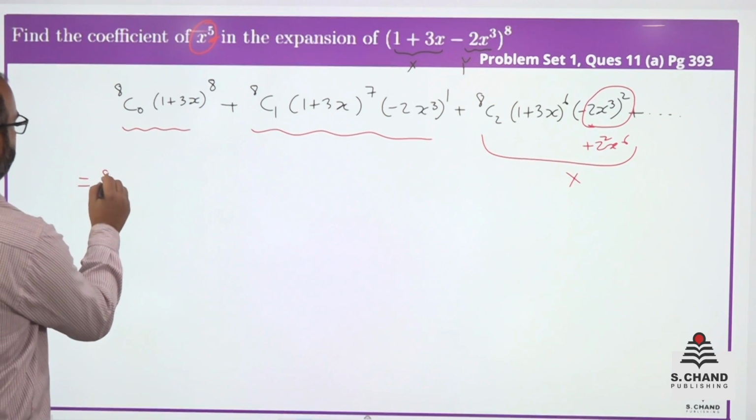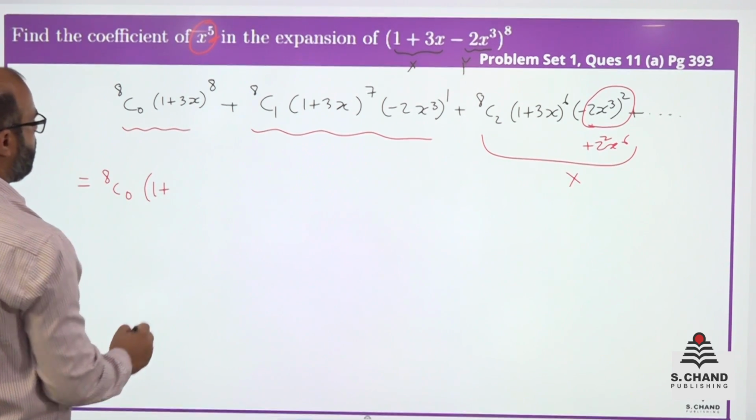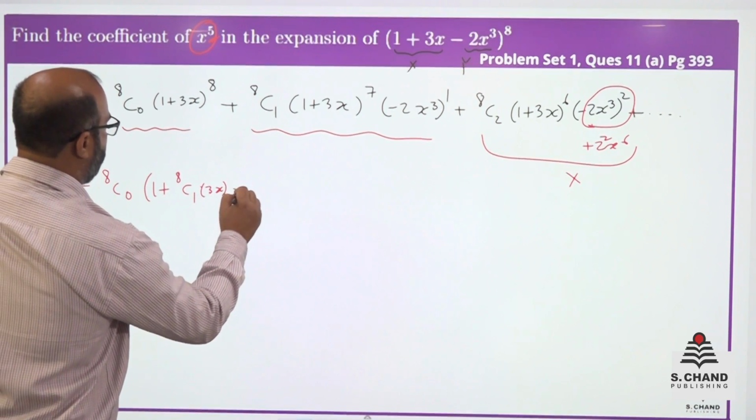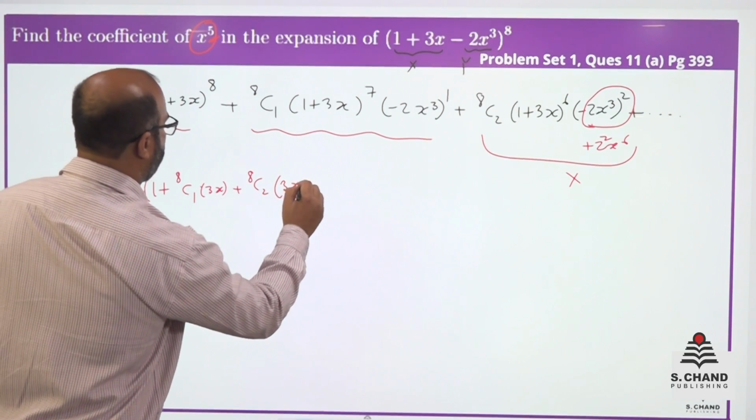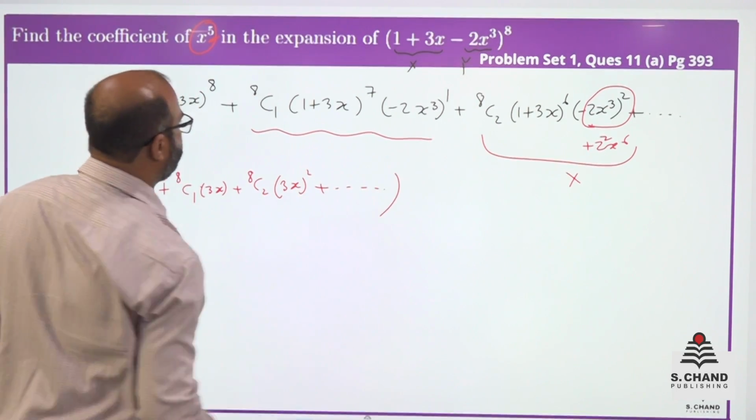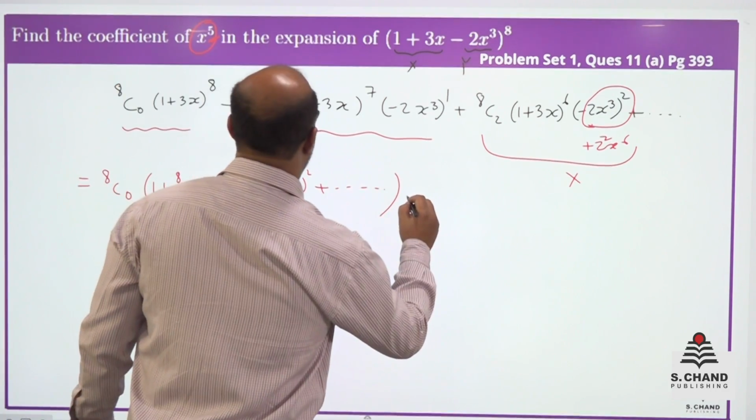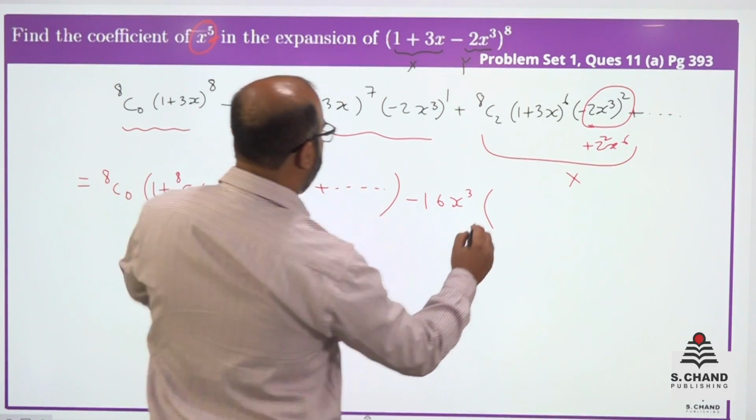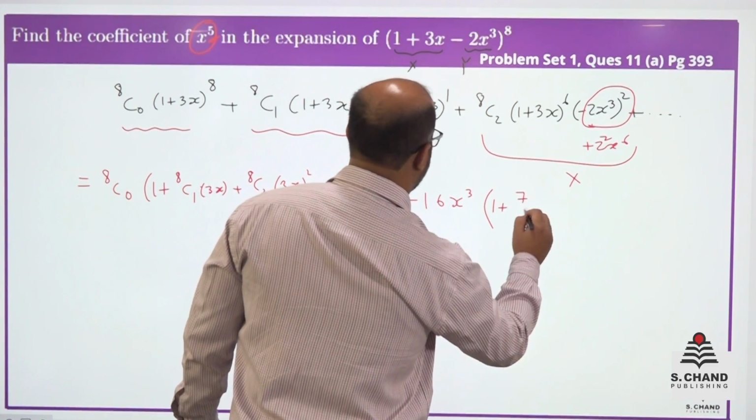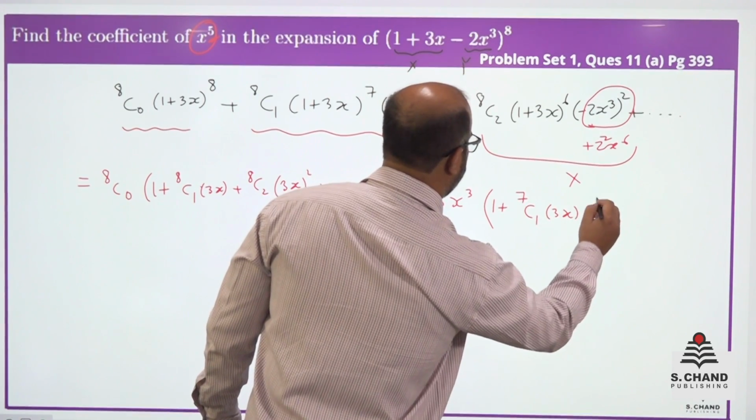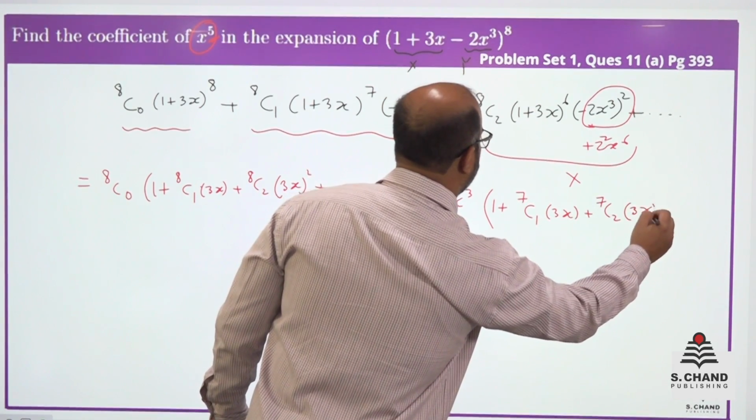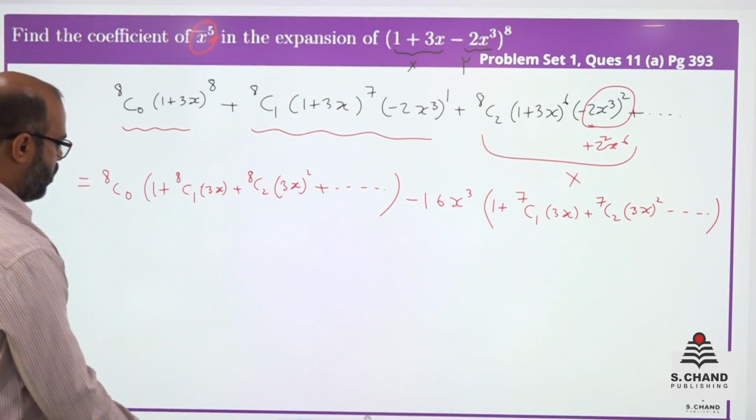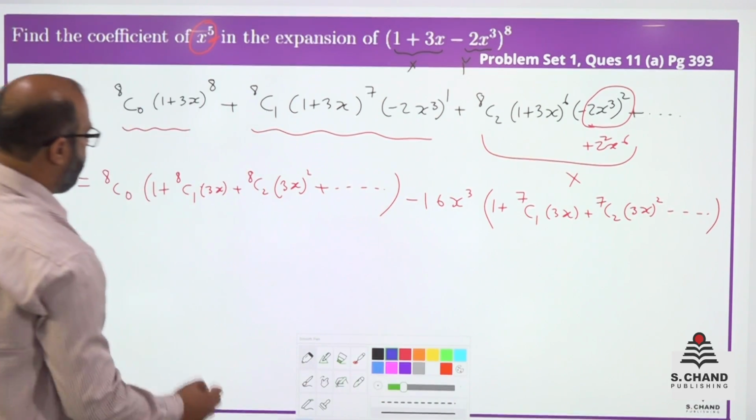So here 8C0 1 plus 8C1 3x plus 8C2 3x square, and so on, and here is minus 2 into 8, 16 x cube, and here it will become 1 plus 7C1 3x plus 7C2 3x square, and so on. Now here we have to find the coefficient of x to the power 5. So let us see where x to the power 5 is here.